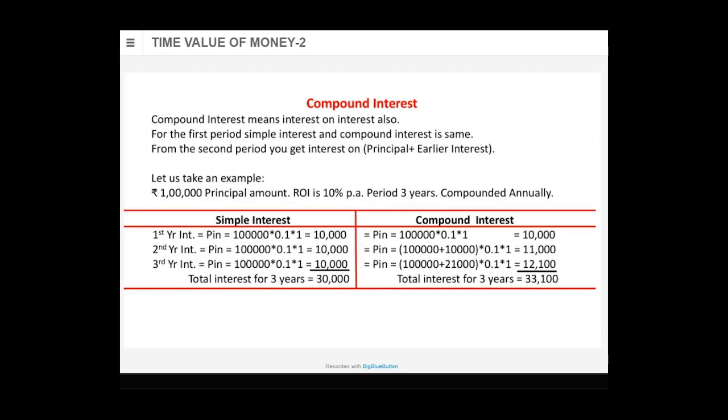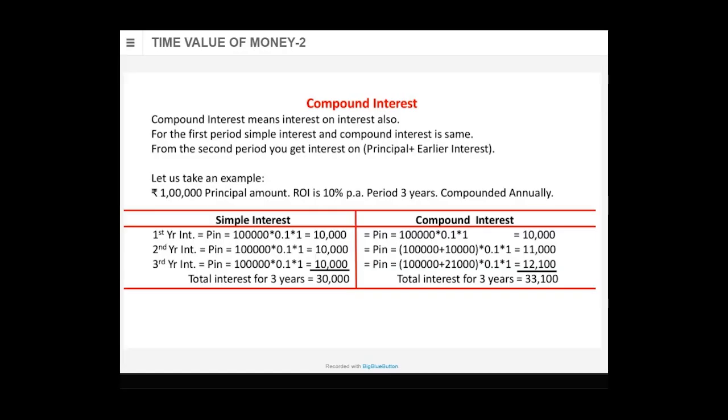Now, compound interest means interest on interest. In simple interest, you don't get interest on interest. In compound interest, you will get interest even on interest. For the first period, simple interest and compound interest will be the same. It is explained in the examples now. From the second period, you get interest on interest. It is principal plus earlier interest. Let's take an example.